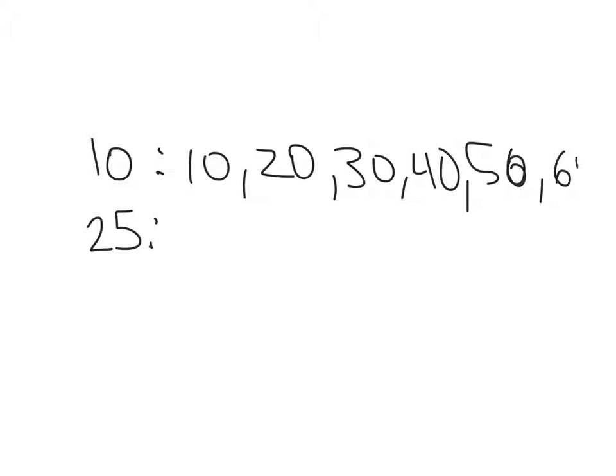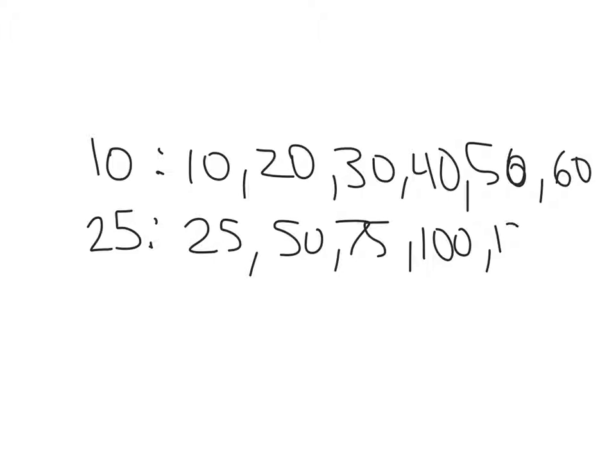and 60. For 25, it's going to be 25, 50, 75, 100, 125, 150. So those are the multiples, and what I'm going to look for is the first set of multiples that are in both lines here.